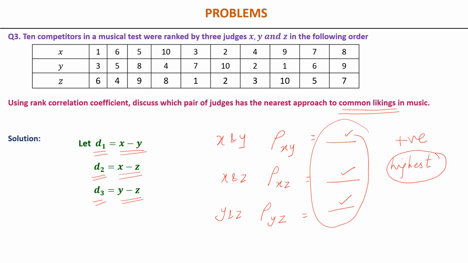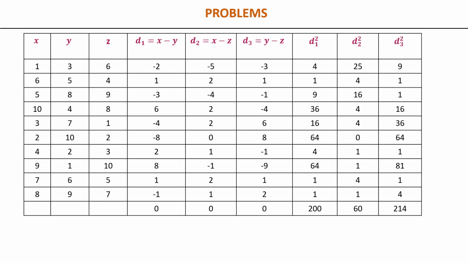So let us draw the table now. You see the table is drawn this way. The first three columns represent the ranks X, Y, Z. So the first judge, second judge, third judge. Then as I told you, we are taking them in pairs. So I'm taking the difference of X and Y, X and Z, Y and Z.